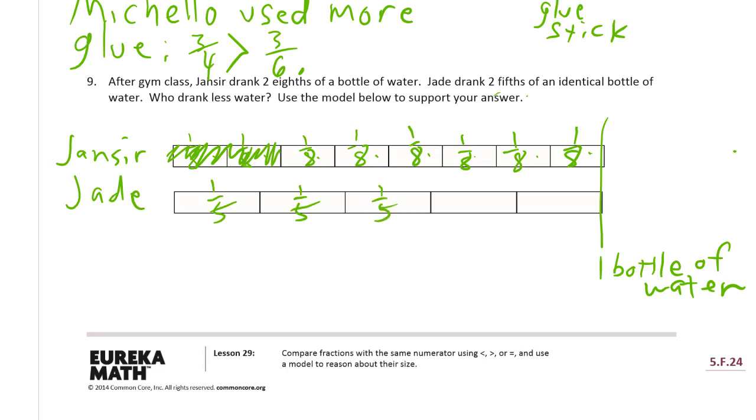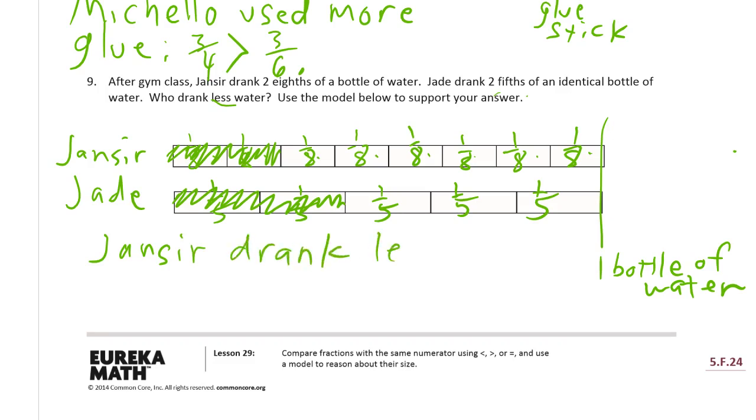And Jade drank 2 of those fifths. The question is, who drank less water? Jansir. Oops, I'm going to spell his name wrong there. I can't pronounce it, but at least I can spell it. Jansir drank less water. 2/8 is less than 2/5.